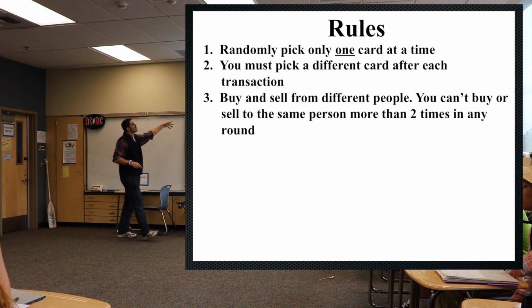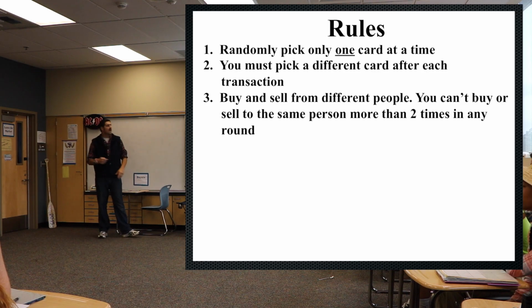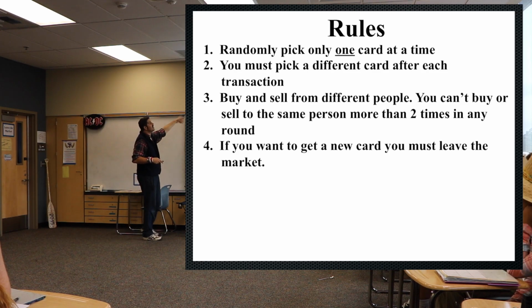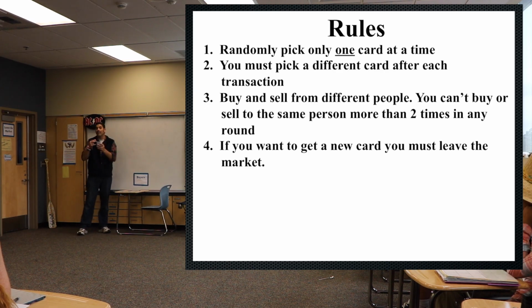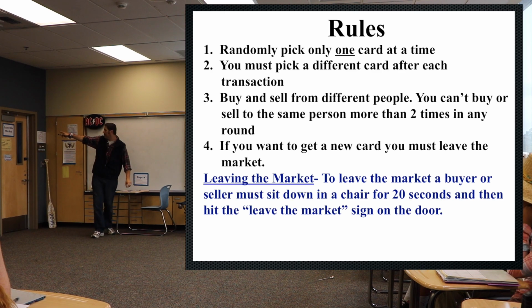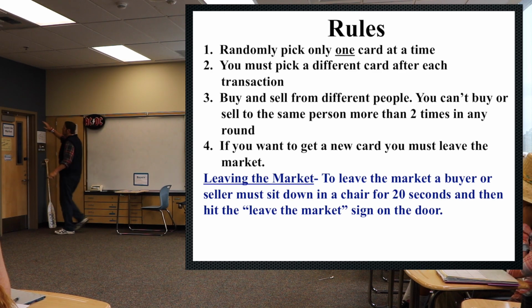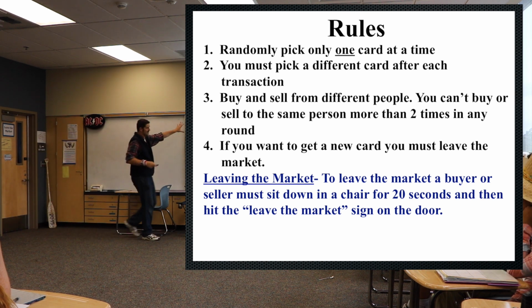And then buy and sell from different people. You cannot buy or sell from the same person more than 2 times in any given round. Last one, if you want to get a new card and you don't like your card for whatever reason, let's say you only have a 2, and you're like, you know what, that's not great. If you have a really low number and you don't like that, you can actually get rid of it by leaving the market. Everyone look over here. Right here, this is leaving the market. To leave the market, you've got to hit this sign, but before you do that, you've got to wait 20 seconds sitting in your chair.